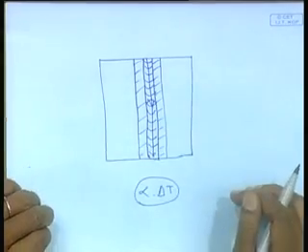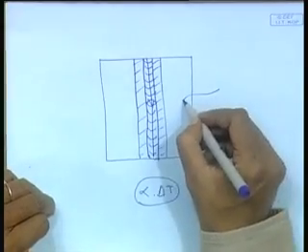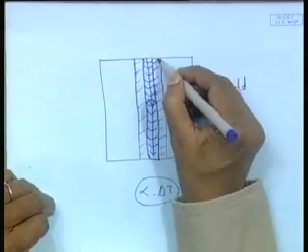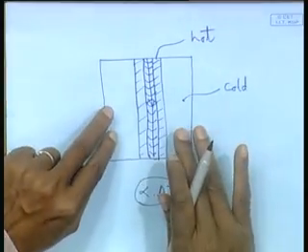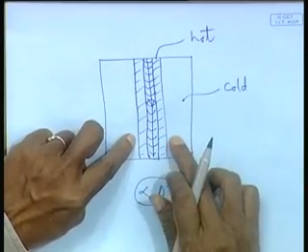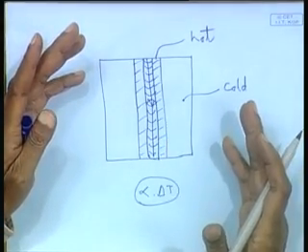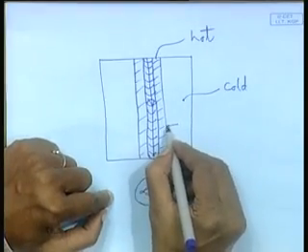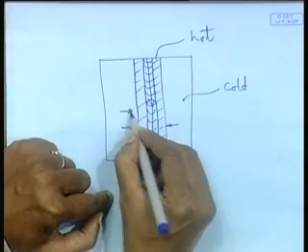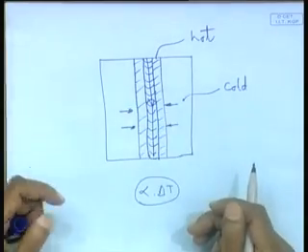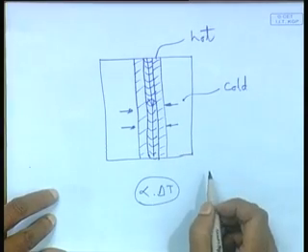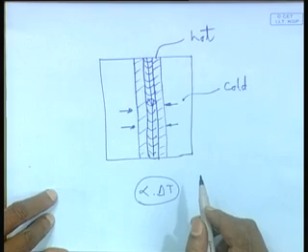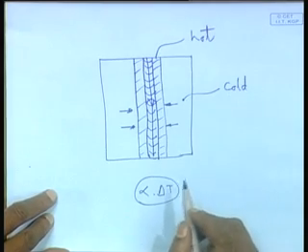That means it tried to expand, but the rest of the plate was cold. This part can be referred to as the hot material, the rest is cold. So that cold material opposed the expansion of this. That is how the expansion takes place, right? That is how the stresses were eventually built up, which leads to contraction of the plate.